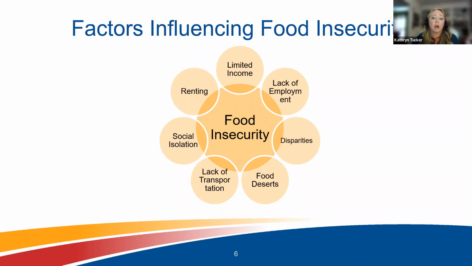People living in some urban, rural, tribal, and low-income areas may have limited access to full-service supermarkets and grocery stores. Often neighborhoods have fewer full-service supermarkets, and convenience stores often lack variety and quality food items, and they're also much higher in price compared to the grocery stores. And these areas are often called food deserts.